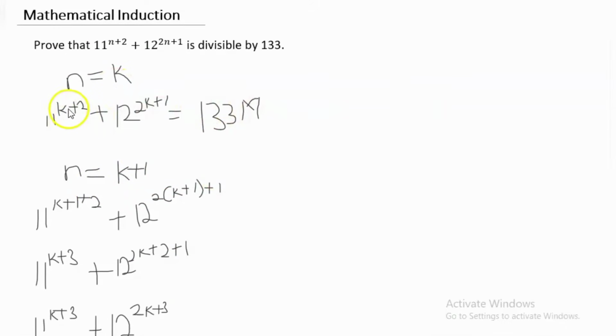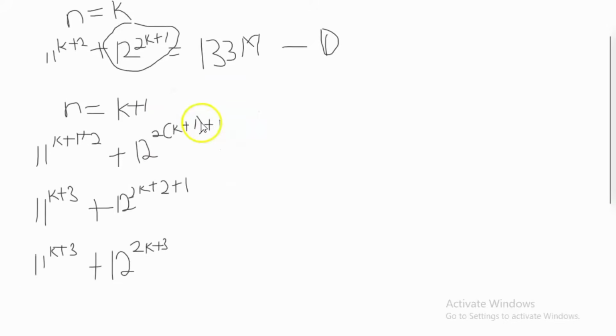Alright, so now we have 11 to the power of k plus 2. Let's call this equation 1. Now we want to make 11 to the power of k plus 2 the subject of formula, meaning that we're going to take all of this, 12 to the power of 2k plus 1, to the other side. But if we look here, we have 11 to the power of k plus 3. And remember, the reason why we do this is so that we can replace whatever we have here with this. So ideally, what we want to have here is 11 to the power of k plus 2, so it's very easy for us to replace this when we take it to the other side. This is going to be 133m minus 12 to the power of 2k plus 1 if we make this the subject of formula. But we have 11 to the power of k plus 3.